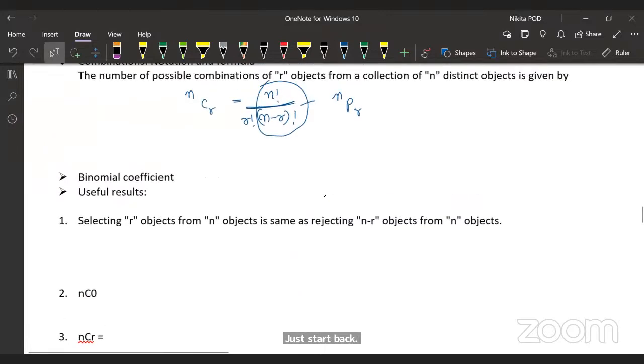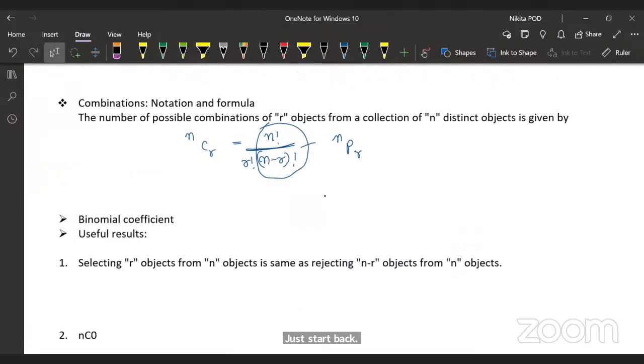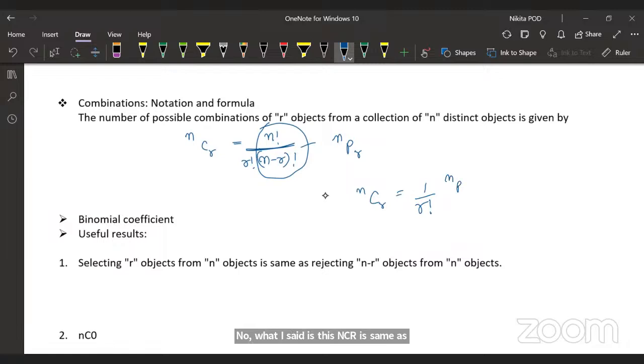What I said is this nCr is the same as 1 by R factorial times nPR. Okay.